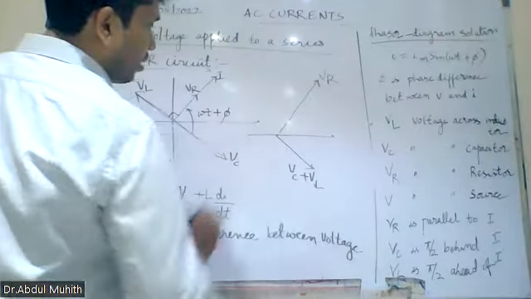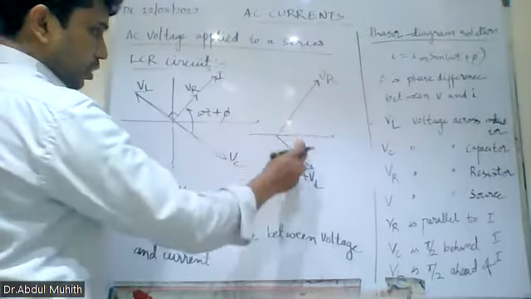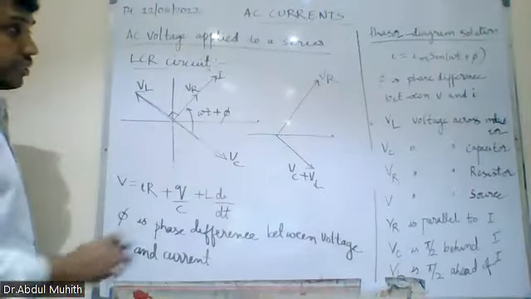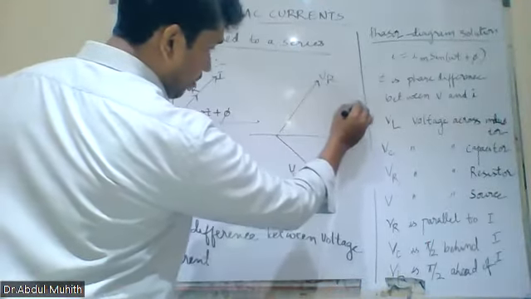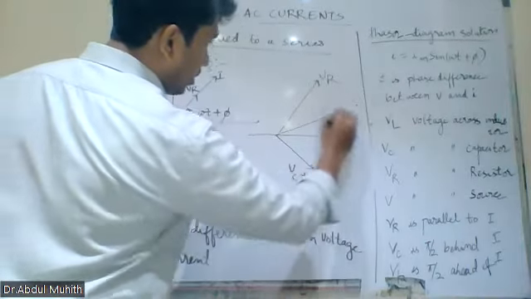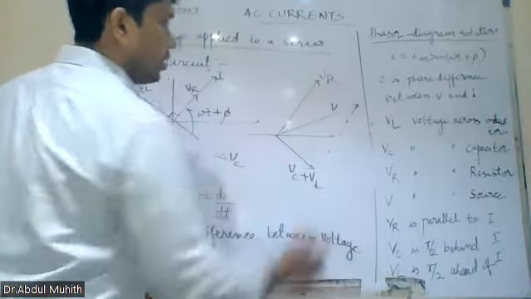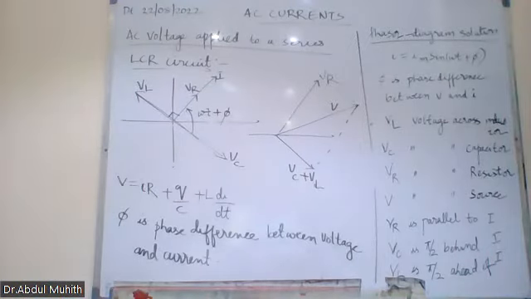Now what will happen? The resultant of these two voltages: you have to complete the parallelogram. See here, you can complete the parallelogram. When you complete the parallelogram, this is the resultant voltage, is it not? So V is the resultant voltage. Is that clear now? Use the parallelogram law of vector addition.